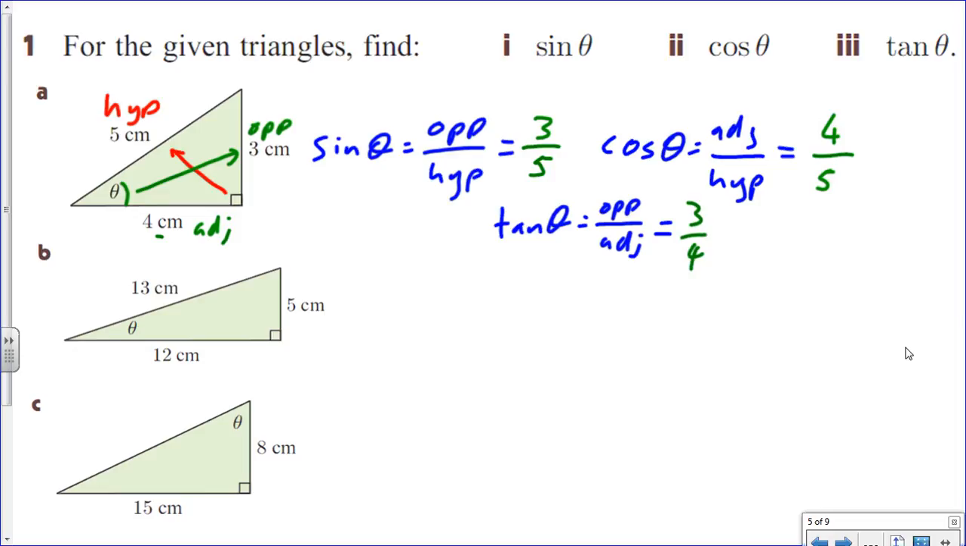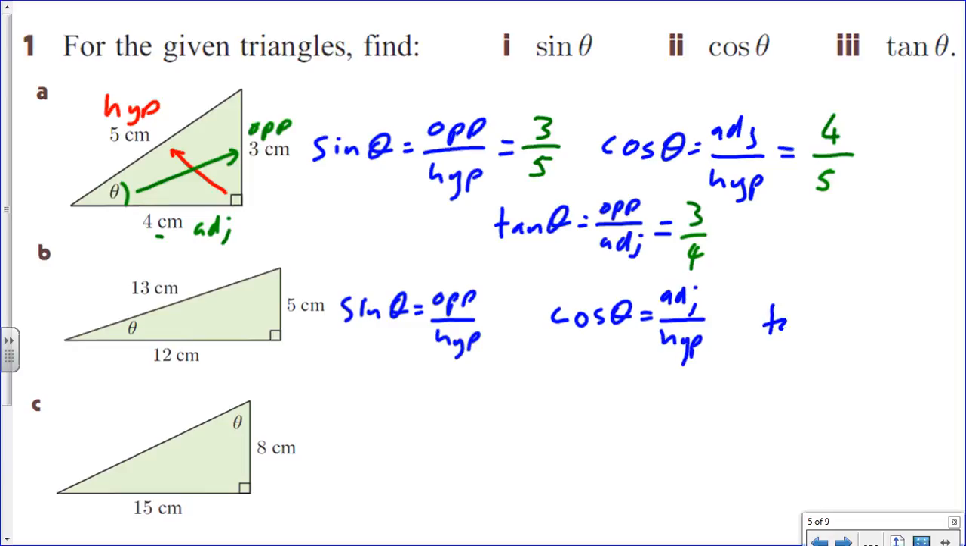So that's question 1. Question 2, first thing we do, write our identities. So there are our three trig identities. Sine theta equals opposite over hypotenuse, cos theta equals adjacent over hypotenuse, and tan theta equals opposite over adjacent. So again, we go back to our triangle.